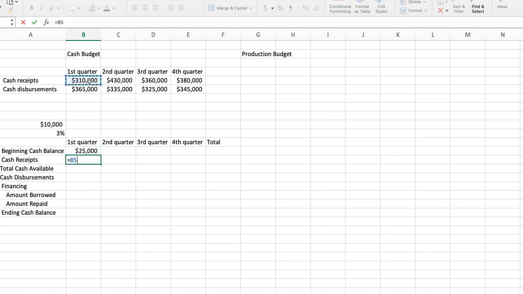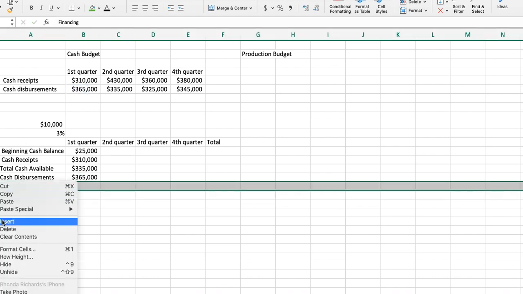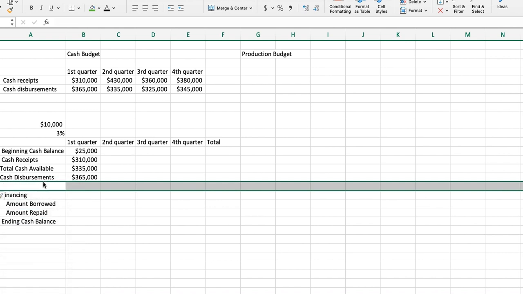And our cash receipts are given to us. So our total cash available is just the two added together. Our cash disbursements are also given to us, $365,000. And I need to put a line right here, which I'm going to call excess cash. My excess cash would be my total cash available minus my disbursements.